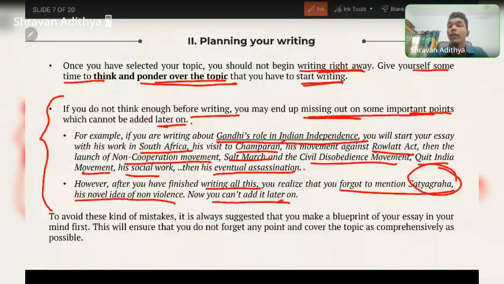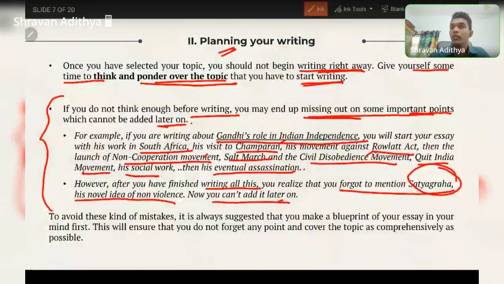All of his movements, be it in Champaran, or his non-cooperation movement, or civil disobedience movement, or even his Quit India movement, were based on Satyagraha. So if you fail to mention this word, or fail to write at least 2 sentences about Satyagraha, then your essay is incomplete. From the examiner's point of view, he might be looking for certain keywords like this. And if he sees that you have missed this, then obviously you will end up getting fewer marks.